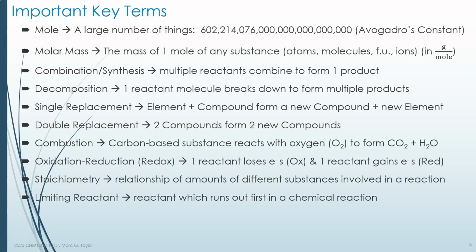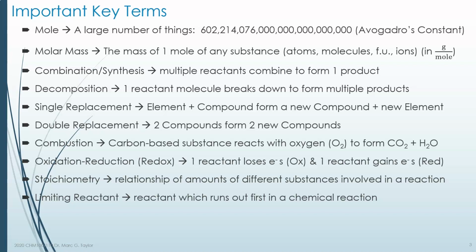Limiting reaction is something that comes out of stoichiometry. If you have two reactants, one of them is going to run out first. Unless you've absolutely calculated the exact amounts to react with each other, typically whenever you mix two compounds, one will run out first. The one that runs out first limits how much product you can form and is called the limiting reactant.